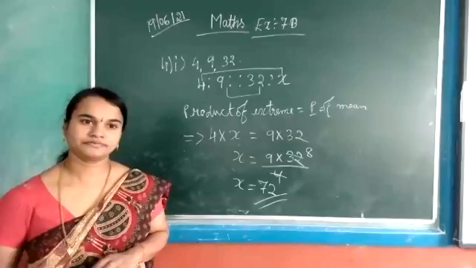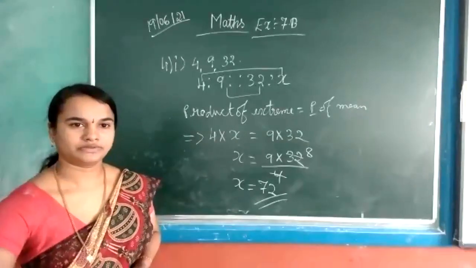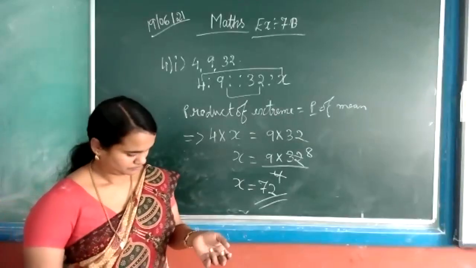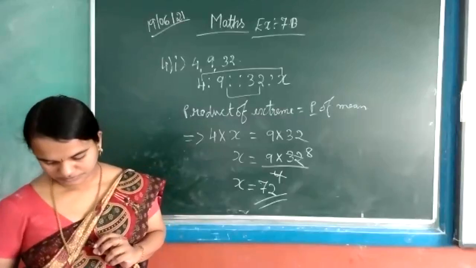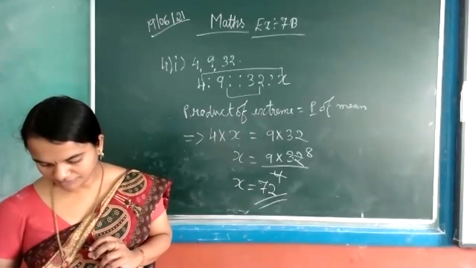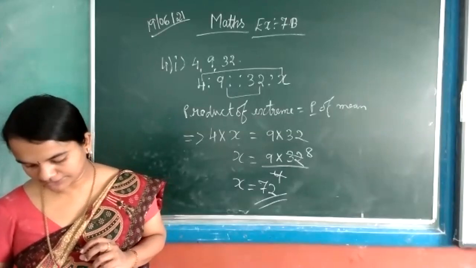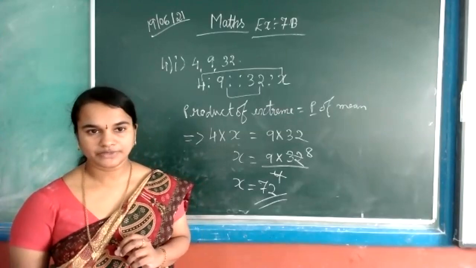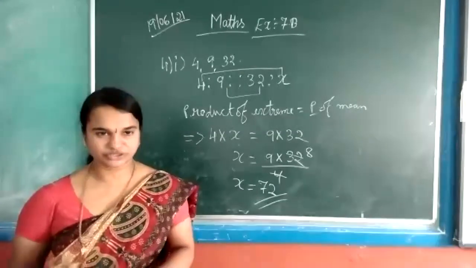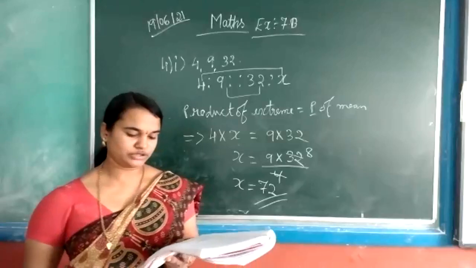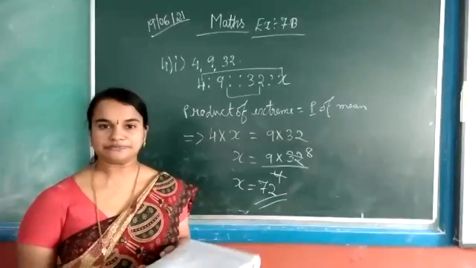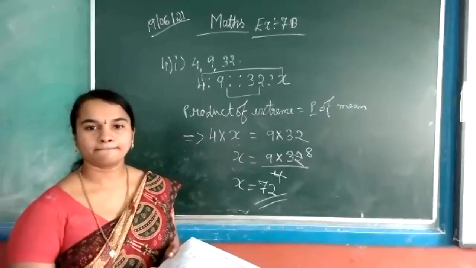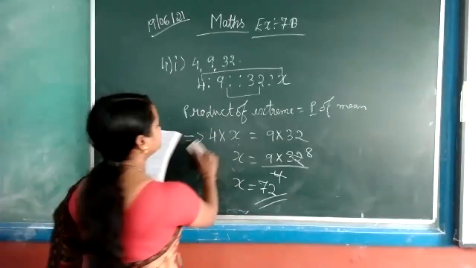Completed? Little faster, you have to write it. The second one is very easy, so that will be the homework. Third one, that is the decimal question, I will solve it. Second one, the same way how we did the first one, you have to do. So third one, I'm going to solve the decimal.